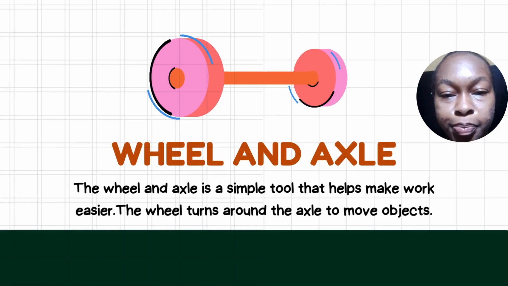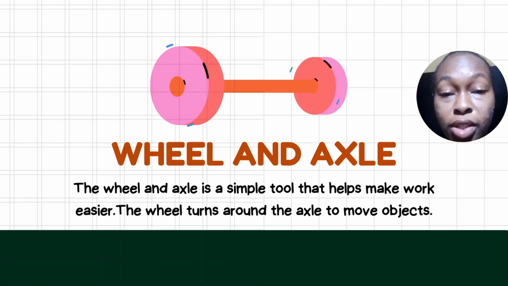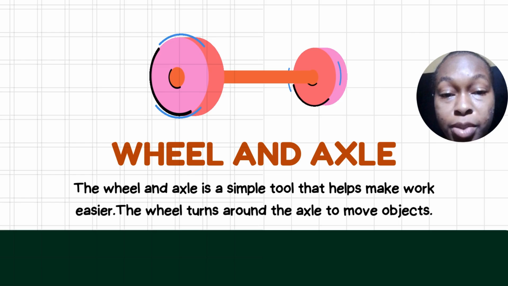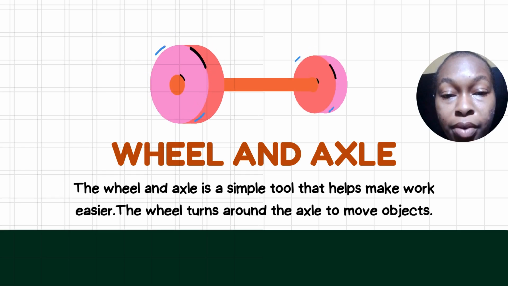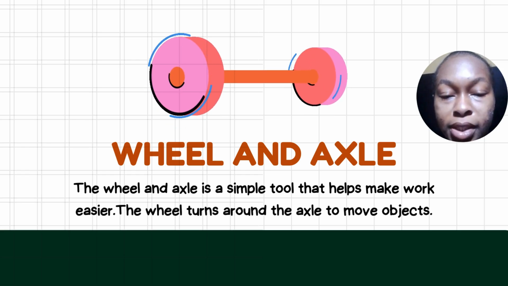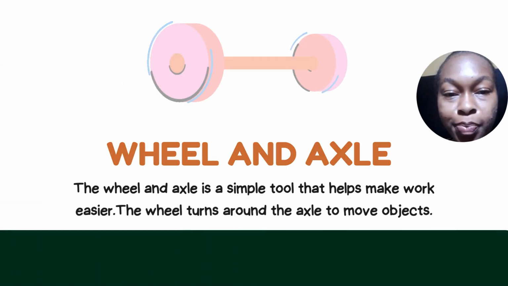Let's go. The wheel and axle. The wheel and axle is a simple machine, a simple tool that helps make work easier. The wheel turns around the axle to move objects. And an example of this is your vehicles. They have wheels.